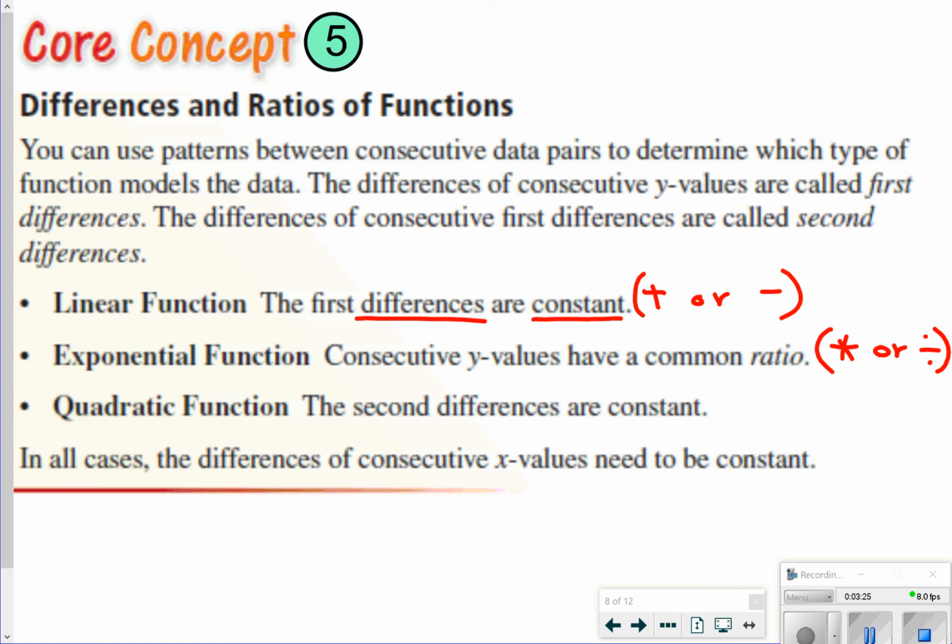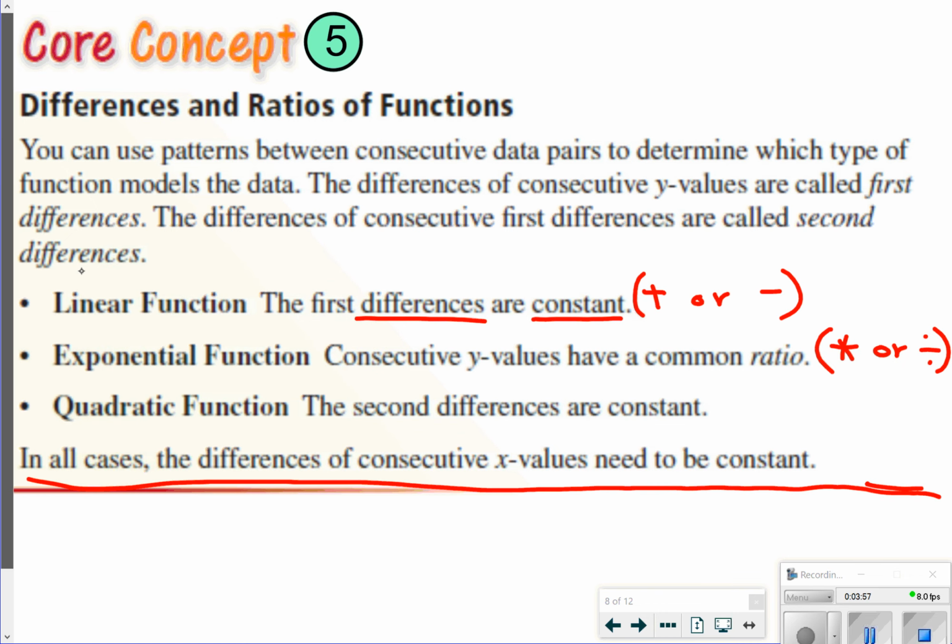And then on a quadratic function, the second differences are constant. And I'll show you more about what that means. You can basically go ahead and eliminate quadratic, though, if you can already pick up on a linear or an exponential relationship. If it's neither exponential nor linear, then it's definitely going to be a quadratic. In all cases, the differences of consecutive x values will need to be constant, though. So that means your x values would need to be negative 1, 0, 1, 2, 3, 4, or however they jump up.